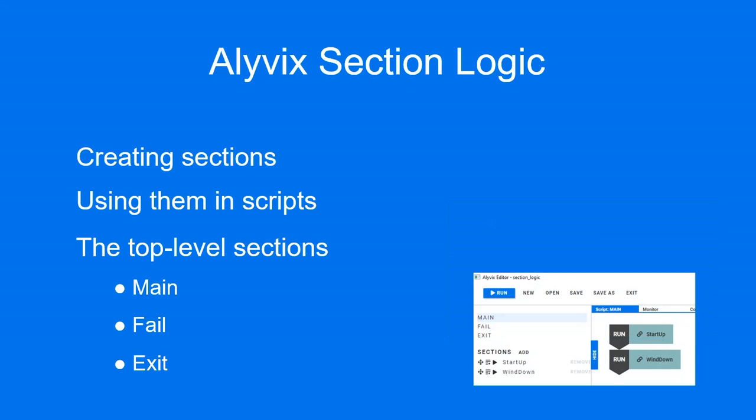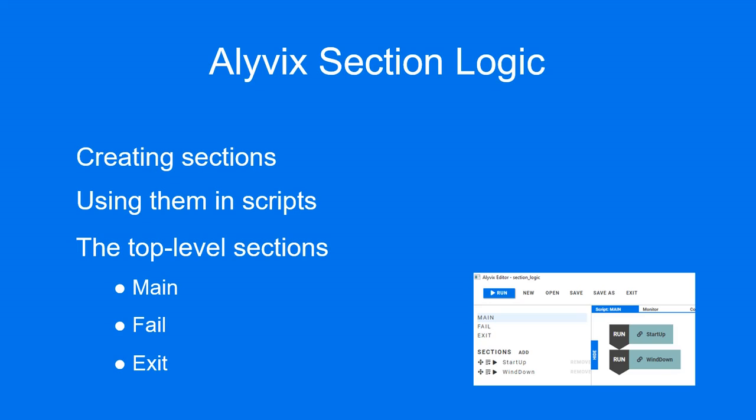In addition to the predefined main, fail, and exit scripts, there are actions to add, rename, remove, drag, auto-insert, and debug your own sections. When used in a script, such as a run, conditional, or loop node, they appear with a gray-green background and a link icon.